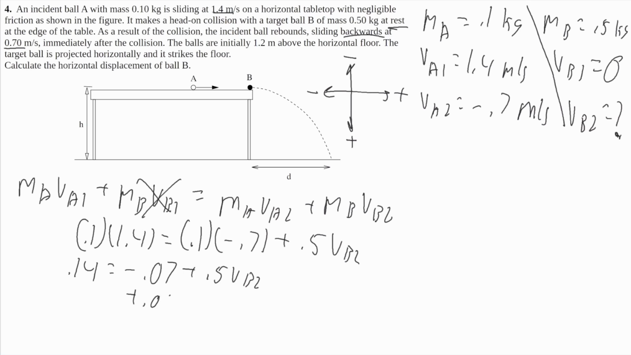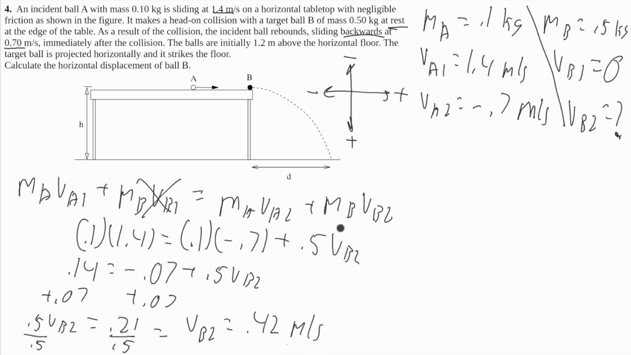I'll add 0.07 to both sides, and we'll get 0.5 VB2 is going to be equal to 0.21. I'll divide both sides by 0.5, and VB2 will be equal to 0.42 meters per second.